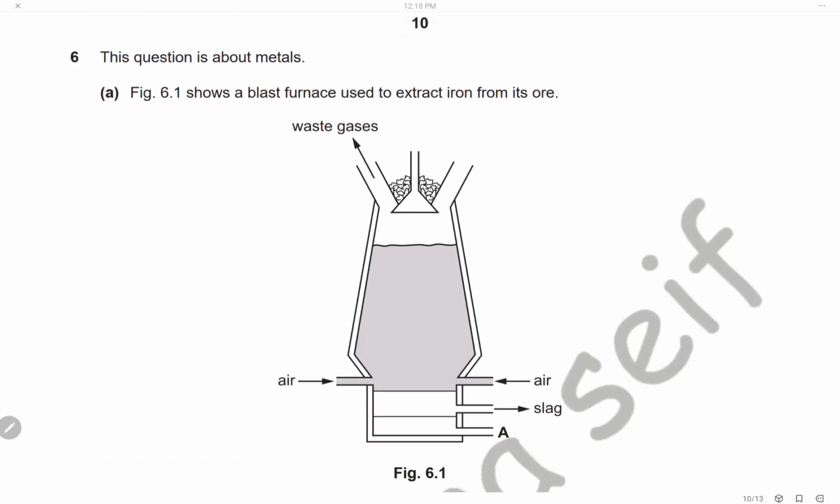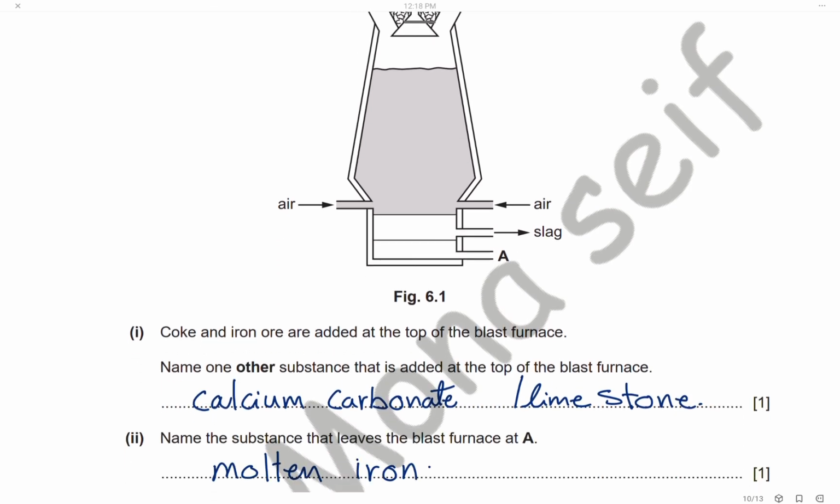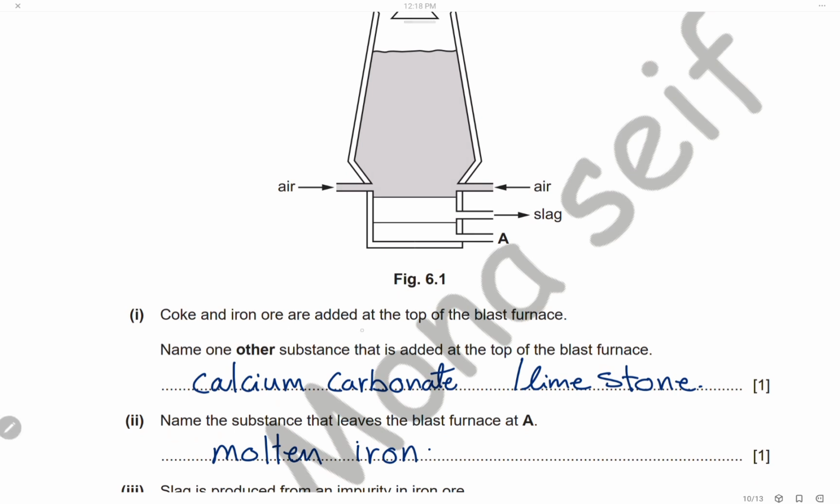Question 6. This question is about metals. As shown in the figure, we have the blast furnace used to extract iron from its ore. Coke and iron ore are added to the top of the blast furnace. Name another substance that is added from the top of the blast furnace. We will add calcium carbonate or limestone from the top of the blast furnace, of course, with coke and iron ore.